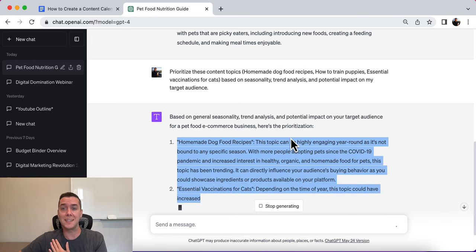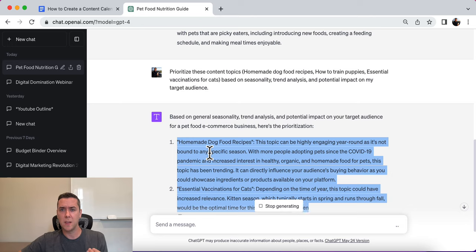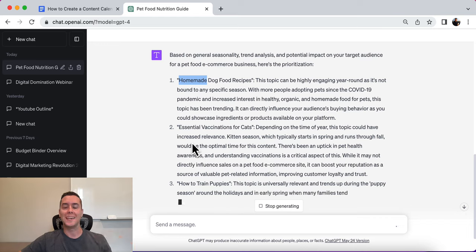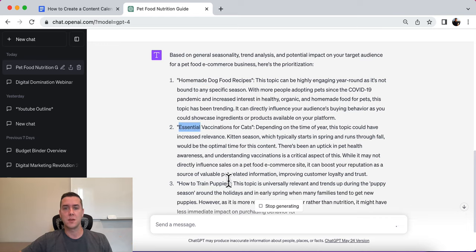This topic can be highly engaging year-round as it's not bound to any specific season. With most people adopting pets since COVID-19 and increasing interest in healthy, organic, and homemade food for pets, this topic has been trending. All right. So it even gives you a little blurb about why it's the most important. All right. Number two, essential vaccinations for cats, because depending on the time of year, this should have increased relevance. Kitten season, which typically starts in spring and runs through fall. All right. See, I didn't even know there was such a thing as kitten season.